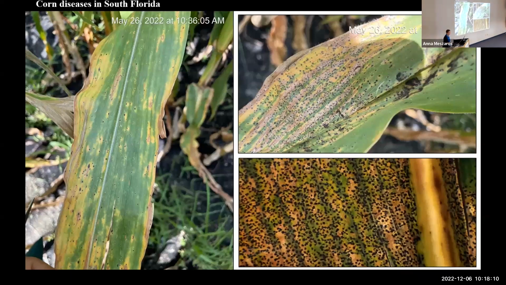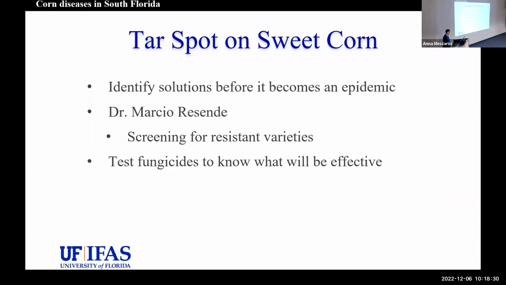Those are the symptoms of the tar spot on field corn. And I saw this disease here also on sweet corn this year, but it was not very aggressive. It's way more aggressive on field corn. On sweet corn, it just shows a few spots, but it's not that aggressive. Anyway, we have a project.